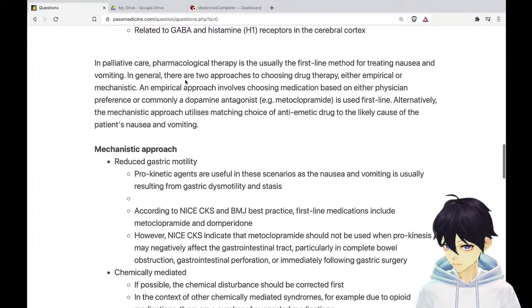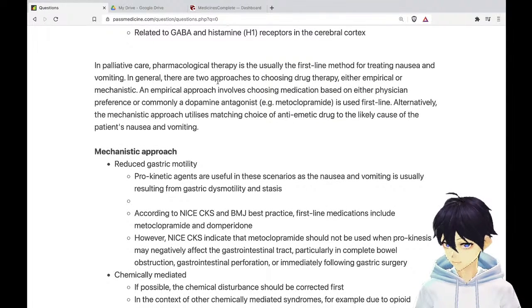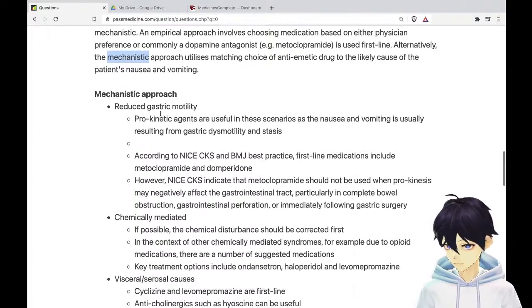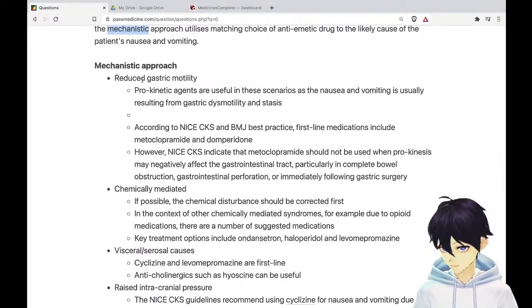In palliative care, pharmacological therapy is usually the first-line method for treating nausea and vomiting. In general, there are 2 approaches to choosing drug therapy, either empirical or mechanistic. An empirical approach involves choosing medication based on either physician preference or commonly a dopamine antagonist. For example, metoclopramide is used first line. Alternatively, the mechanistic approach utilizes matching choice of antiemetic drug to the likely cause of the patient's nausea and vomiting. So ideally, we like to use the mechanistic approach. So let's learn the mechanistic approach.